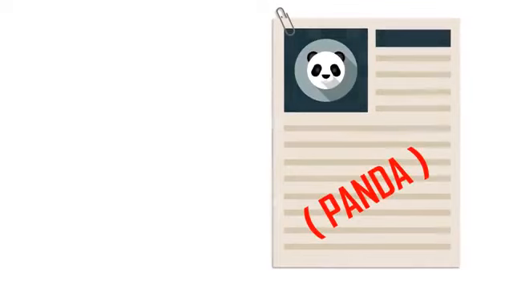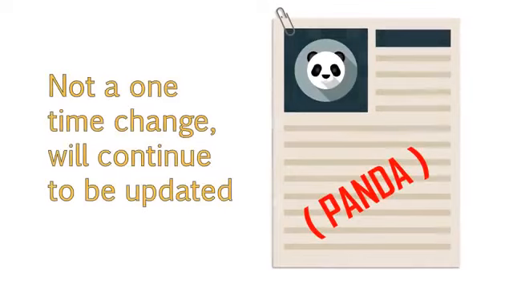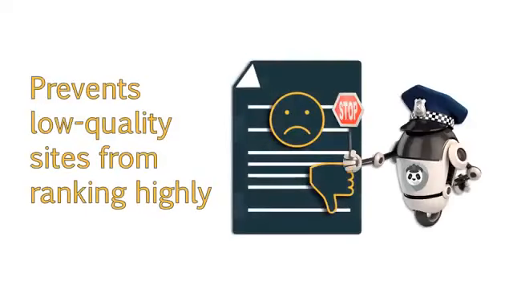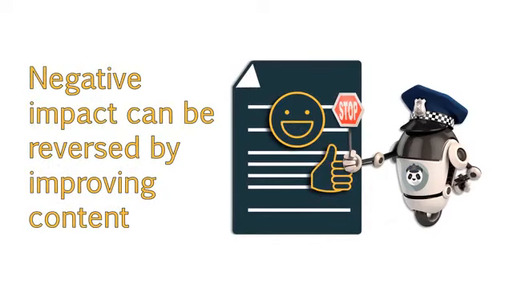The first algorithm update I would like to discuss is known as Panda. Rather than a one-time change, this is a search filter, which means you will continue to see updates rolled out from time to time. This algorithm was created to prevent sites with low-quality content from ranking well in search. Because this is updated on a somewhat regular, though unpredictable basis, if your site was previously penalized during a Panda update, but you took the time to improve your content and make the appropriate changes to your website, you can begin to recover from the penalty.